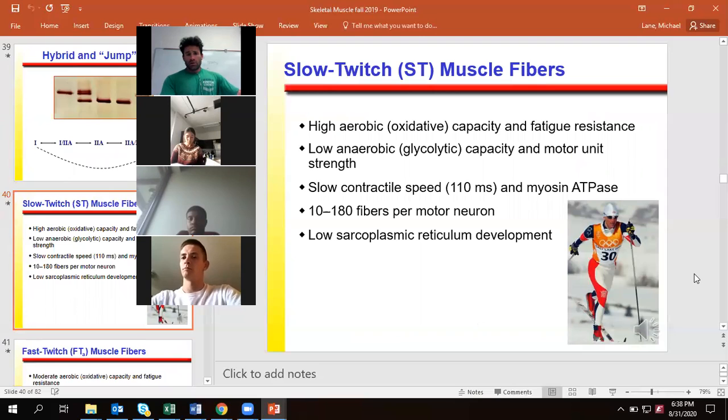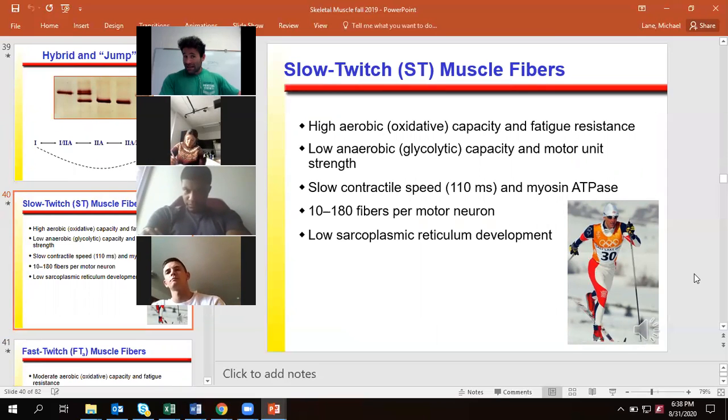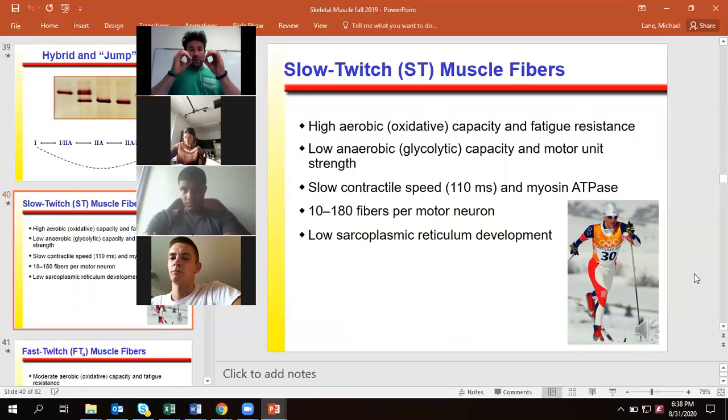So, slow twitch fiber, I'm sure you guys are relatively familiar with it. Very aerobic in nature. They don't do a lot of anaerobic work, or they're just not as good anaerobically. They're not going to be contracting as fast. That's the key difference between slow and fast twitch fiber, simply speed of contraction, which in turn gives us power output. It's not force. When a slow twitch fiber and a fast twitch fiber have the same cross-sectional area, they produce the same amount of force. The key difference is how quickly they do so.